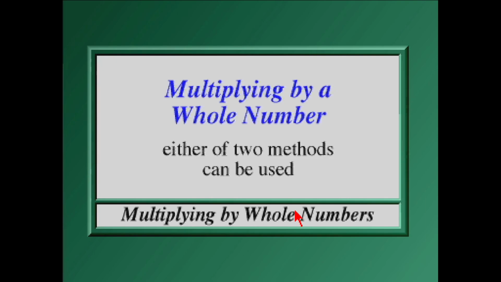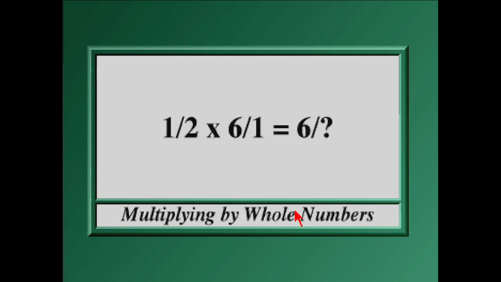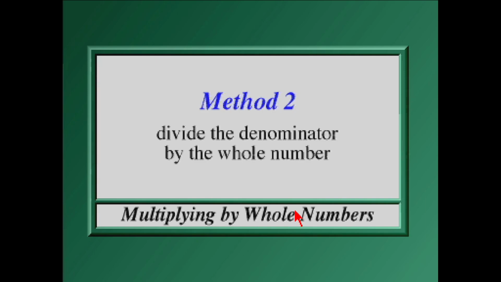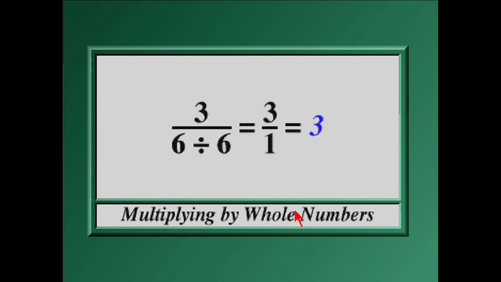To multiply a fraction by a whole number, either of the two methods can be used. Method number 1. The numerator of the fraction can be multiplied by the whole number. For example, to multiply 1/2 by 6, multiply 1 times 6 for the numerator. 6 results. Place 6 over 2 and reduce by dividing 2 into 6. The result is 3. Method number 2. Divide the denominator by the whole number. For example, to multiply 3/6 by 6, divide the denominator 6 by the whole number 6. The fraction becomes 3 over 6 divided by 6. 3 is the correct answer.